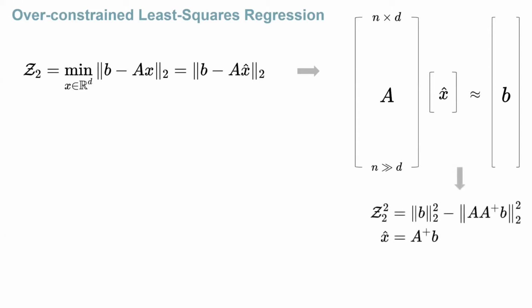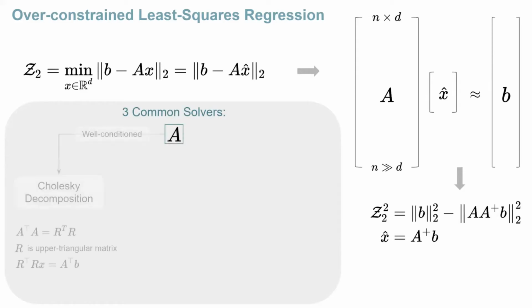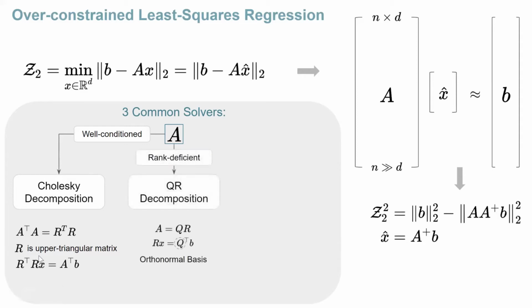The way this problem is typically solved is by projecting the B onto the column subspace of A, right? So you want to project this B and solve it iteratively on that orthogonal subspace that you'll build using the Moore-Penrose pseudo-inverse. This is typically done using one of the three types of solvers, depending on what type of A you have, right? So if your A is well conditioned, then you can use the Cholesky decomposition, where you decompose it into an upper triangular matrix R. If your matrix is rank deficient, then you can use a QR decomposition.